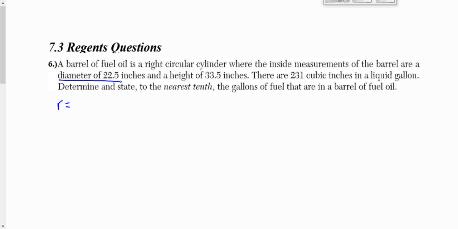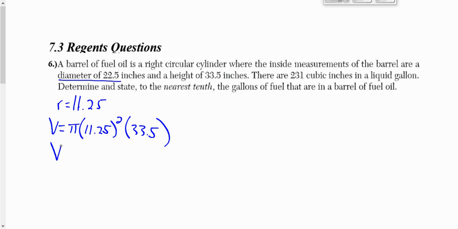What'll be the radius? So that's pretty simple. 9 equals pi r squared times its height, right? 33.5. So what's the volume of that thing? You go out like 4 decimals.